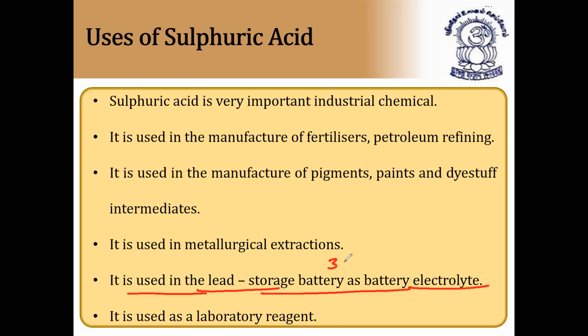38% sulfuric acid means 38% concentrated sulfuric acid and the remaining is dilute. It is used in the lead storage battery, called a secondary battery, which is rechargeable. We have already seen this storage battery in the previous chapter, electrochemistry. Next, it is used as a laboratory reagent. These are the common uses of sulfuric acid. I hope it is clear.